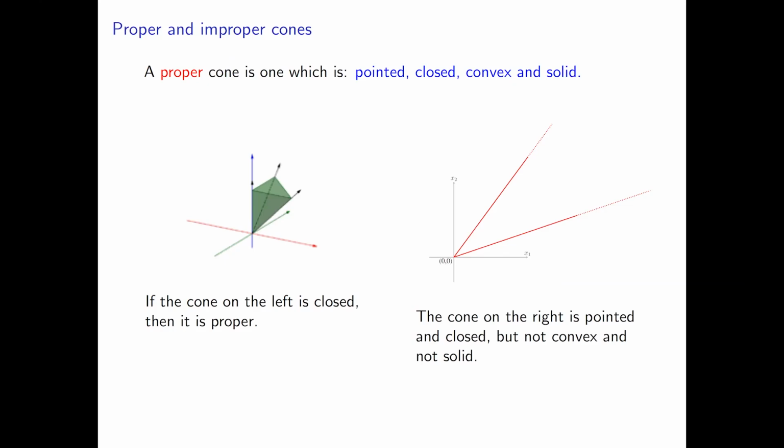So in the theory of cones, the notion of a proper cone is what people are mostly interested in. And we are going to be discussing the cone of positive semi-definite matrices. That turns out to be a proper cone. And that's what's relevant to semi-definite programming. So that's what I'm going to talk about.